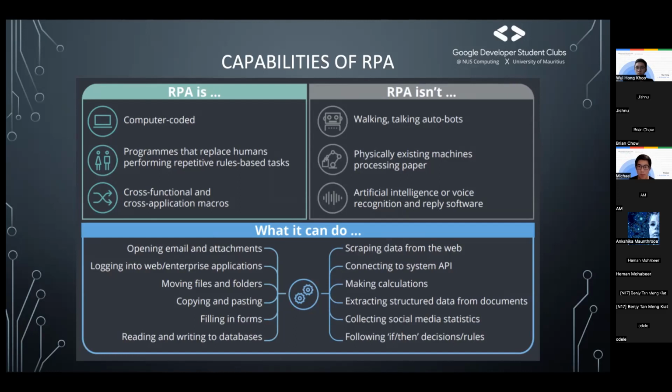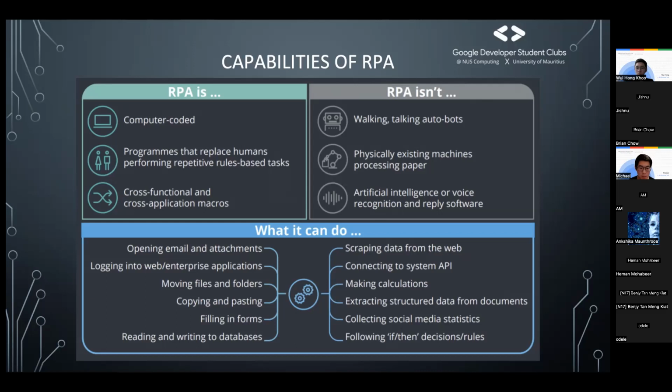Now, what RPA isn't: it's not walking, talking Autobots, because there tends to be a confusion. Since we have the word robots, lots of people look for physically existing machines, right? And it's not artificial intelligence. I got this question lots of times: is RPA AI? In fact, it is not. But we can include AI as part of RPA. This is what we call hyper automation.